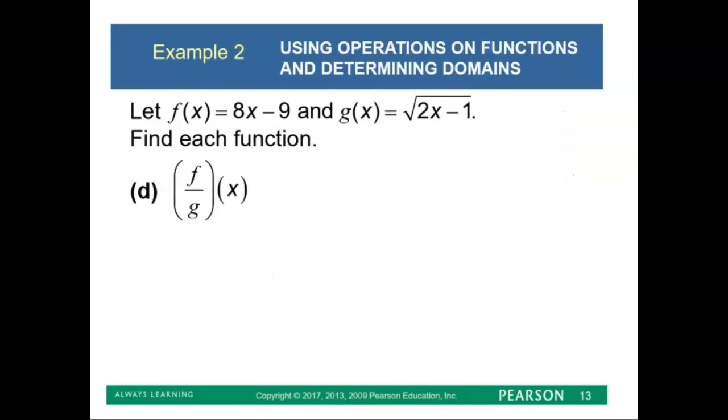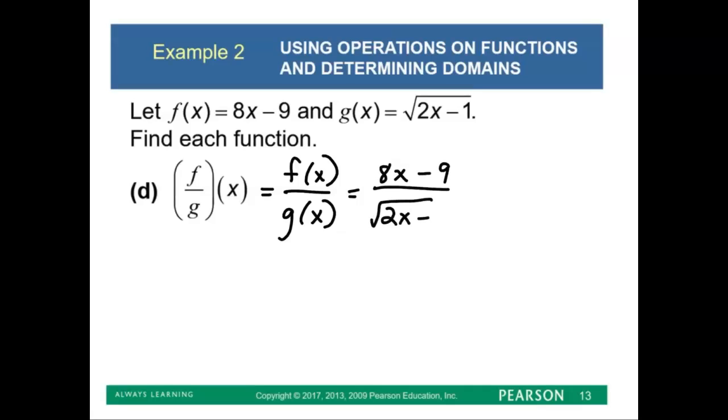Let's look at that same pair of functions, but now we're going to divide. So using our definition here, we divide f of x by g of x. So we have 8x minus 9 in the numerator and the square root of 2x minus 1 in the denominator. So we will leave our answer like this.